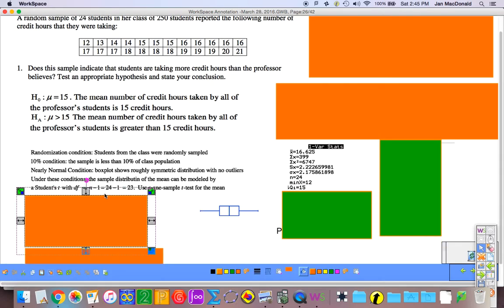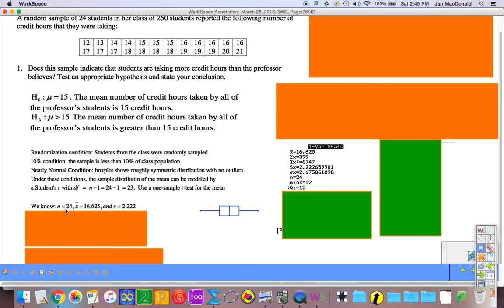Okay? So let's take a look at what we need to do over here. We know our sample size is 24. We know our sample mean is 16.625, and we know S is 2.222. We're going to use that information to calculate the standard error of our sample mean, which is S divided by the square root of n. So 2.222 divided by the square root of 24 is 0.45356, and just store this number in your calculator.